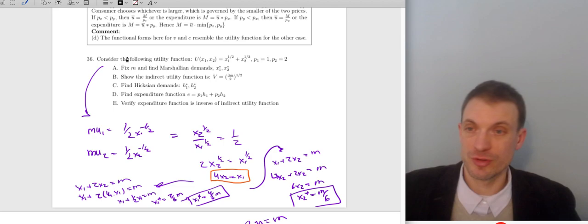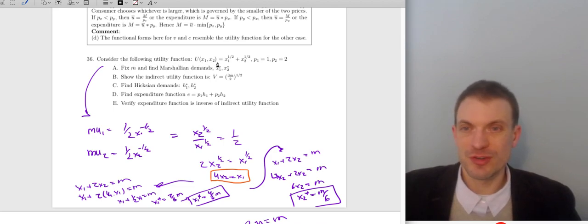Most semesters. Consider the following utility function. So this is x1 to the 1/2, x2 to the 1/2. Prices are 1 and 2. Fix m and find the Marshallian demands. Show the indirect utility function is this thing.